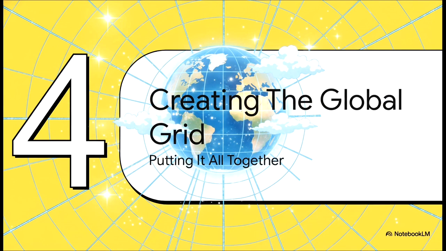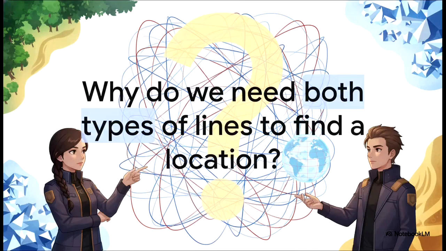Now let's see what happens when we put them together. We create the global grid. And this, my friends, is where the real magic happens. You might be thinking, okay, but why do we really need both? Couldn't we just get by with one set of them? And that's a totally fair question. The answer, as it turns out, is actually pretty straightforward.